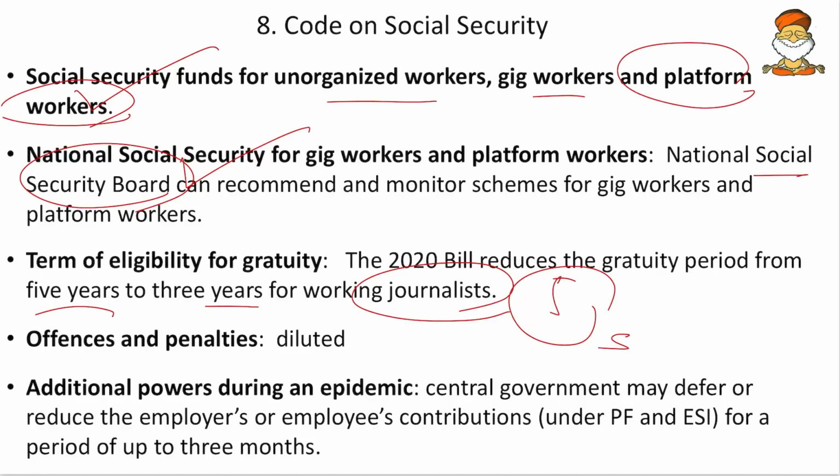And then offenses and penalties. So the code dilutes some offenses and penalties. So it reduces the period of imprisonment and it reduces the fines. Then additional powers given during the pandemics. So central government may defer or reduce the employers' or employees' contributions to the provident fund, then employee state insurance scheme for all these during the pandemics. So all these are present in the social security. So social security means here we are giving the insurance, then provident fund, gratuity and all these.